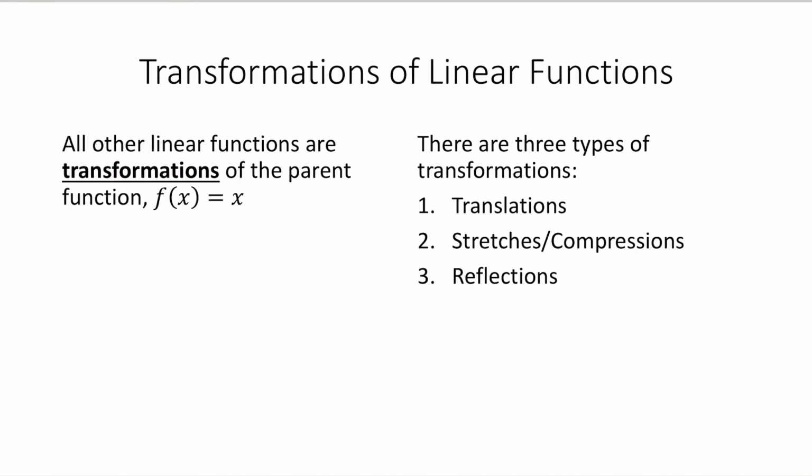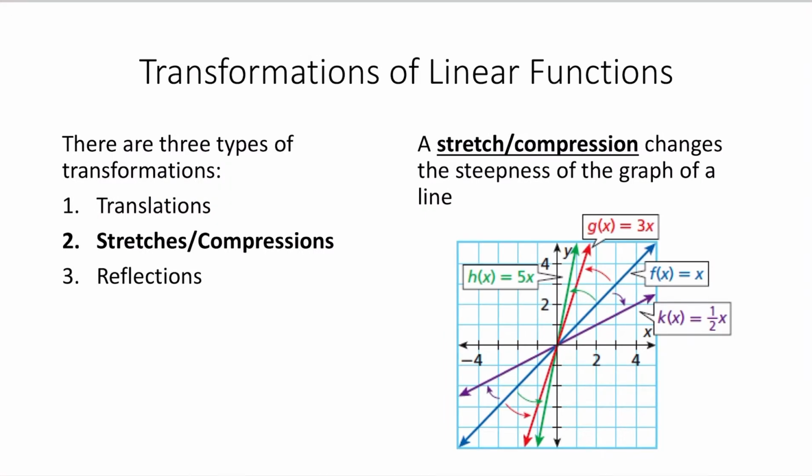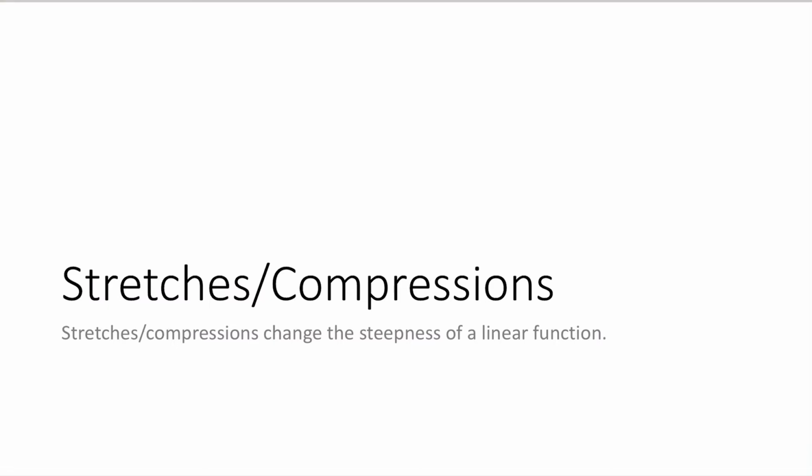All other linear functions are considered to be transformations of the parent function, and there are three types of transformations. In this video, we're going to be talking about stretches or compressions. A stretch or a compression will change the steepness of the graph of a line. In this picture, in blue we have the original parent function f(x) = x. In red, we have g(x) = 3x, which is more steep than the original function. In purple, we have k(x) = 1/2 x, which is less steep than the original function. So a stretch or a compression will change the steepness of a linear function.